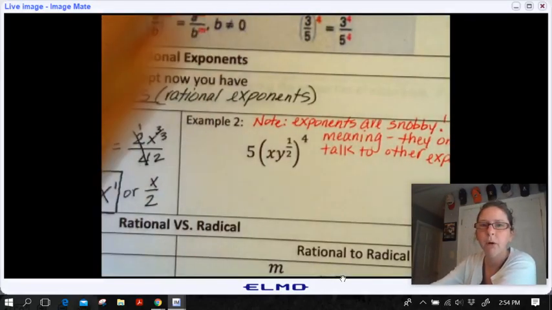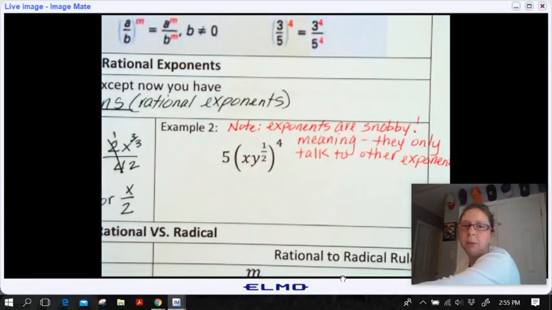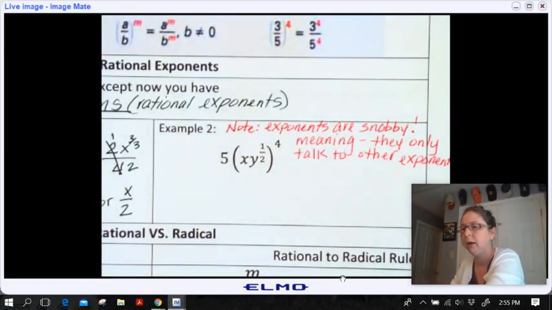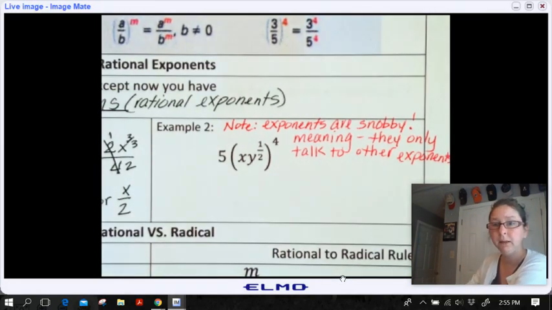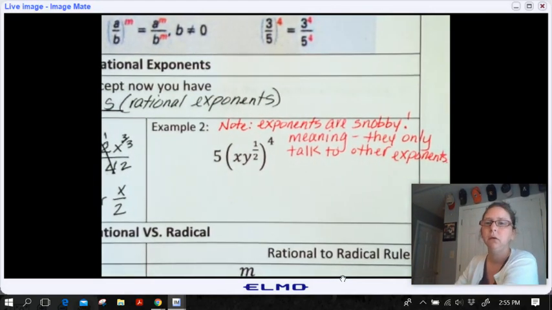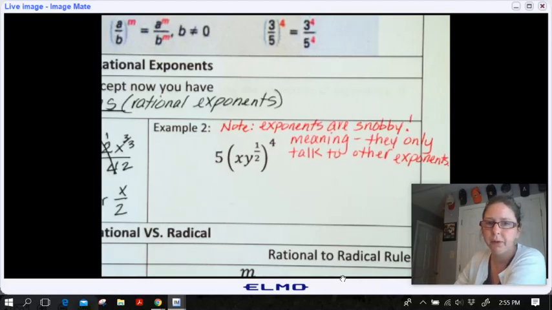This is my note where I tell you that exponents are snobby little creatures, okay? They won't talk to bases. They only talk to other exponents. So they think they're above everybody else, and it's because they are. They're exponents, okay?